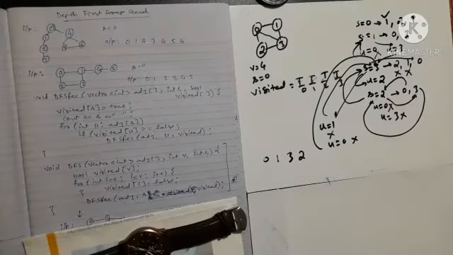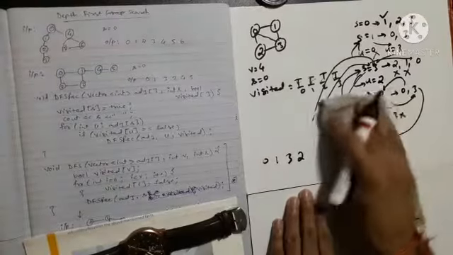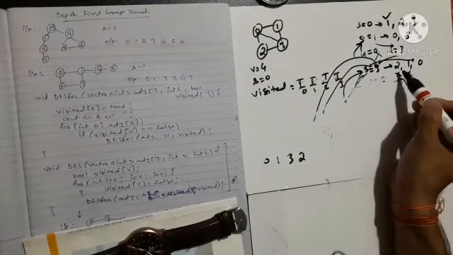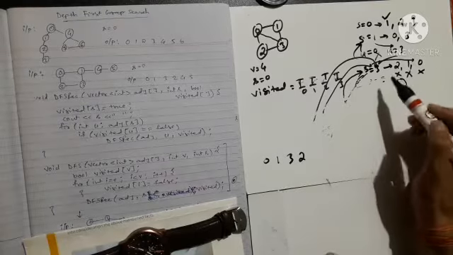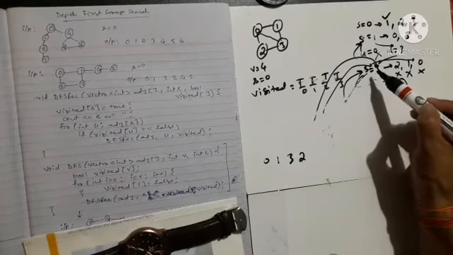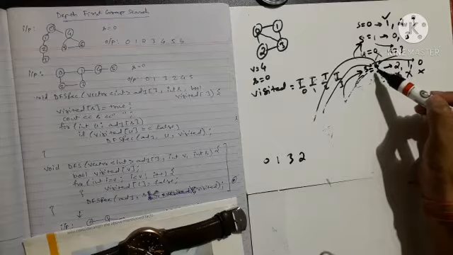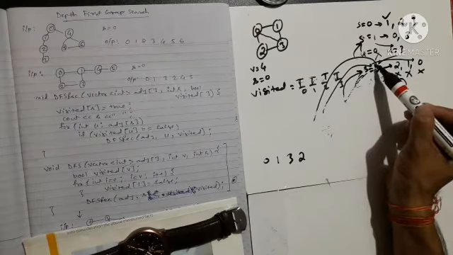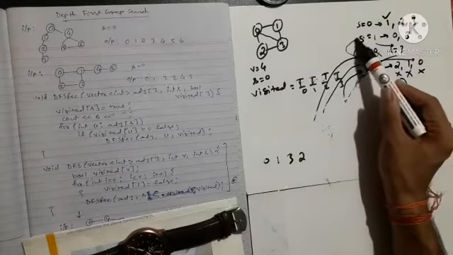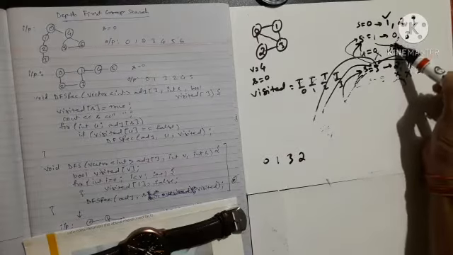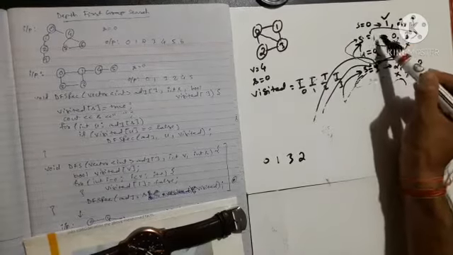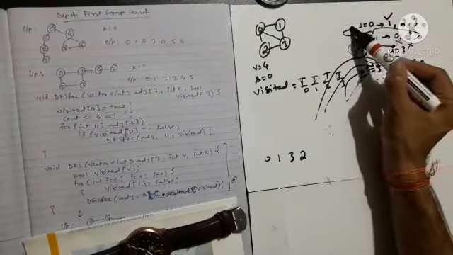Okay, let us erase first and then I will draw again. Now control has come back to 3. Now all the neighbors have been done, so 3 will give the control to its parent, that is 1. 0 has been done, 3 has been done. Now control from 3 comes back to 1, and 1 will give the control to 0.